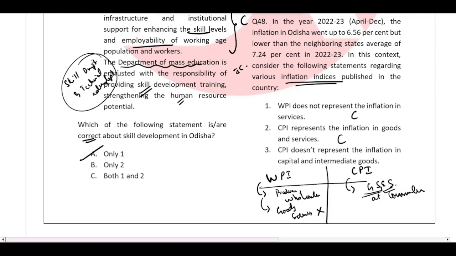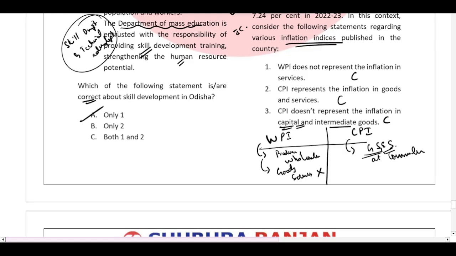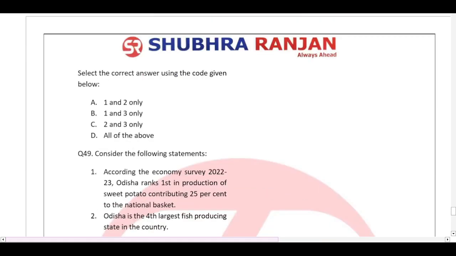CPI doesn't represent the inflation in capital and intermediate goods. Yes, CPI captures the goods consumed by the consumers. It doesn't show anything about the intermediate goods or the capital intensive goods. So that is also correct. Now the question says, which of the following are correct? All three are correct. So for 48, all of the above, D, is the correct answer.